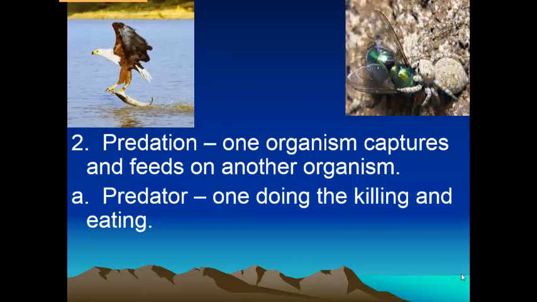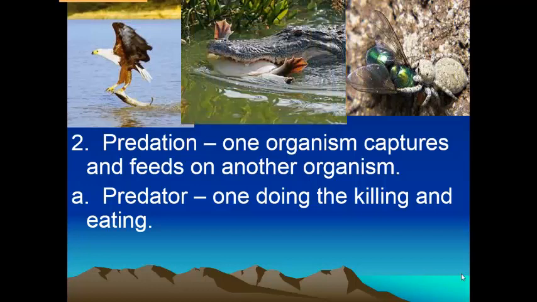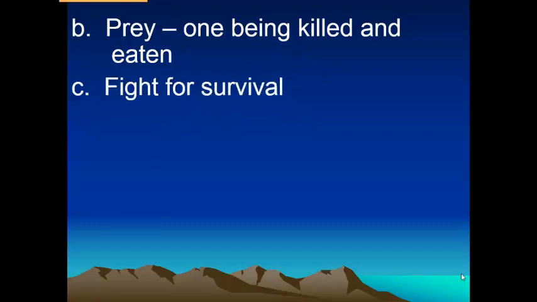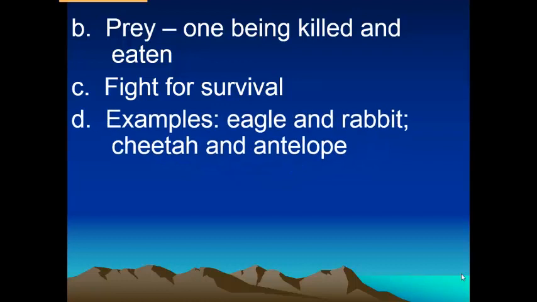You have the spider and the fly, the spider being the predator, and then the crocodile and the turtle. Crocodile being the predator in that case. So prey is the one that's being killed or being eaten, and there is a fight for survival in a predator-prey relationship, and I already gave some examples. You can refer back to those pictures as well.